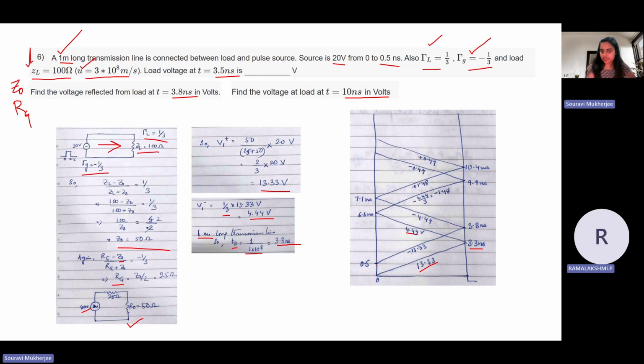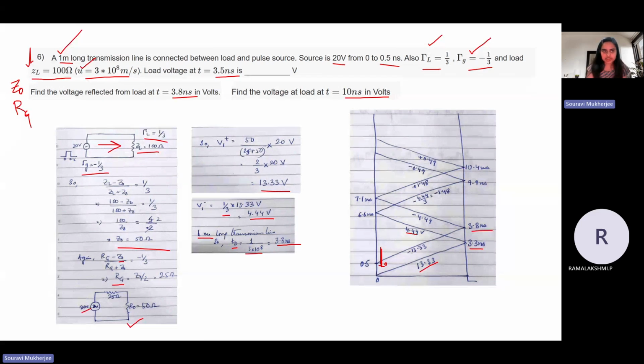Yes, ma'am. After 0.5 nanosecond, because your pulse width is 0.5 nanosecond, you will have a minus 20 here at the start, right? So minus 20 into this ratio of 2/3 is the minus 13.33 that is getting transmitted. This again will take another 3.3 nanoseconds, so it will reach the load at 3.8 nanoseconds. Okay. So now, based on this, here there was a question, right?